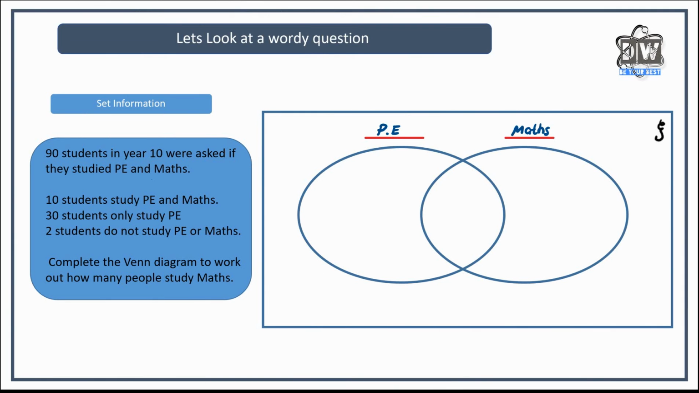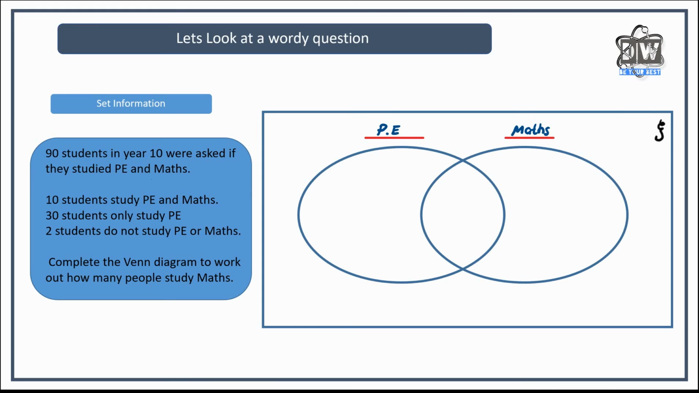Okay, so for these wordy questions, we can just take a little bit of time to sit back, relax and enjoy. Do not worry, I'll walk you through this step by step. So 90 students in total in year 10 were asked if they studied PE and maths. 10 students studied PE and maths.